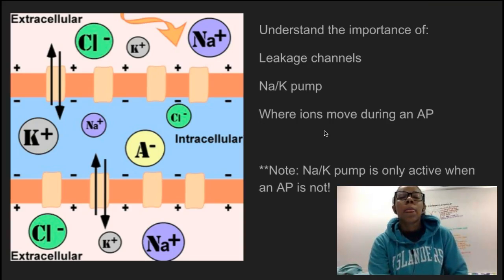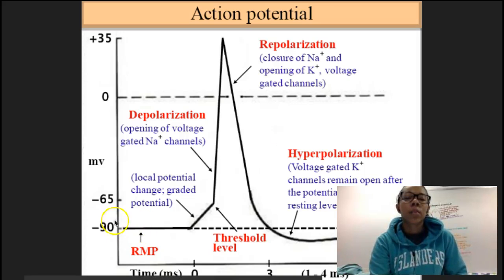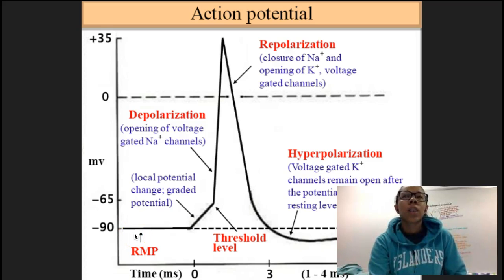Your first step in an action potential, well, the first thing that needs to be done, RMP is your resting membrane potential. This means that your cell is chilling at negative 90 millivolts. I was about to say negative 90 degrees. Negative 90 millivolts. Your cell, your neuron, is chilling here, meaning there's no action potential happening.